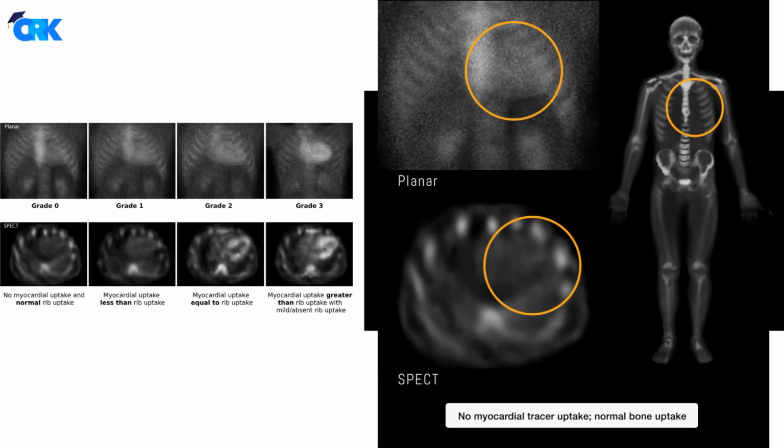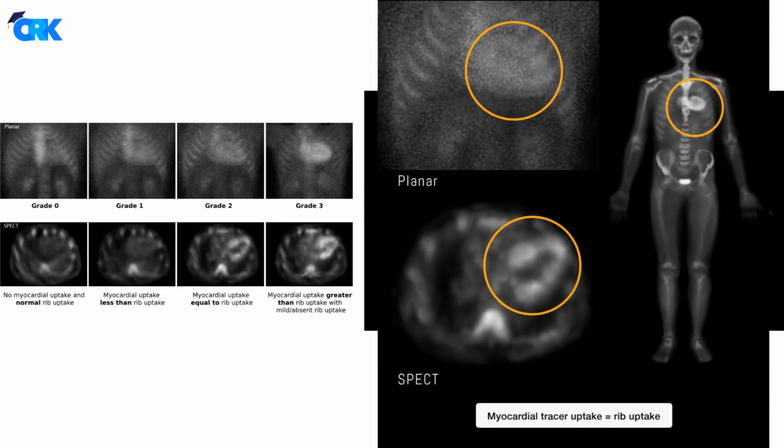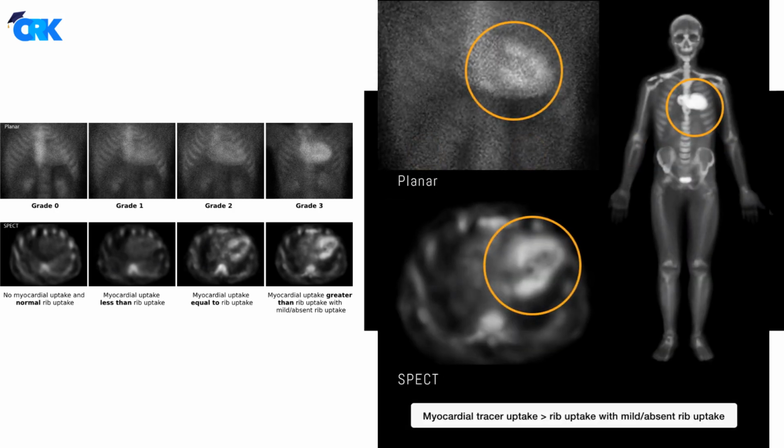Here's how the grading works. Grade 0, no myocardial uptake with normal bone uptake. Grade 1, myocardial uptake is present but less than the rib uptake. This is considered equivocal. Grade 2, myocardial uptake is equal to the rib uptake. This is suggestive of transthyretin cardiac amyloidosis. Grade 3, myocardial uptake is greater than rib uptake, and the ribs may appear faint or absent. This strongly supports a diagnosis of ATTR-CM.